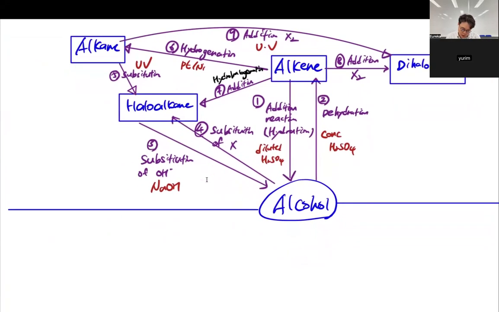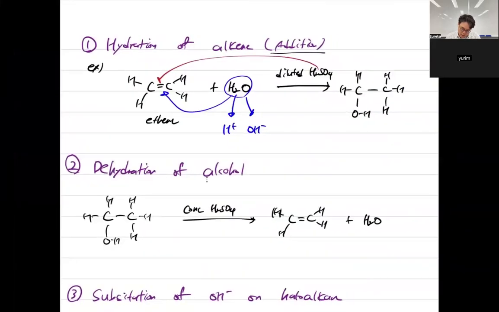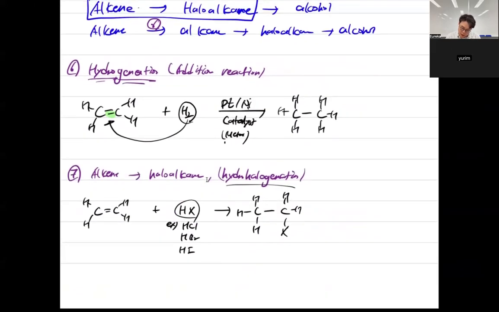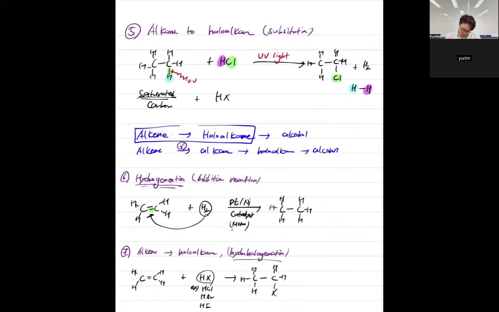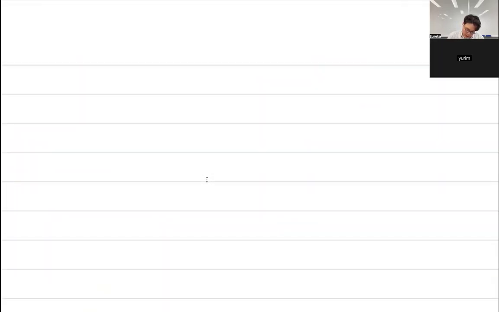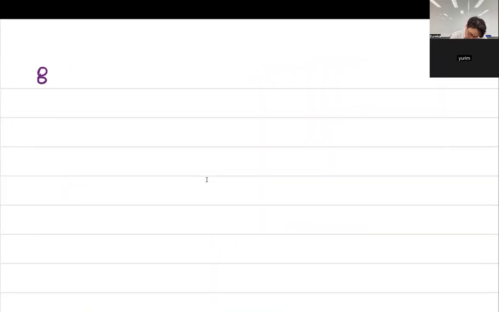So I'll show you the reaction between the two, using the famous bromine water experiment. So what is reaction number eight? Number eight is simply the addition of X2 on the alkene. A famous example is cyclohexene.